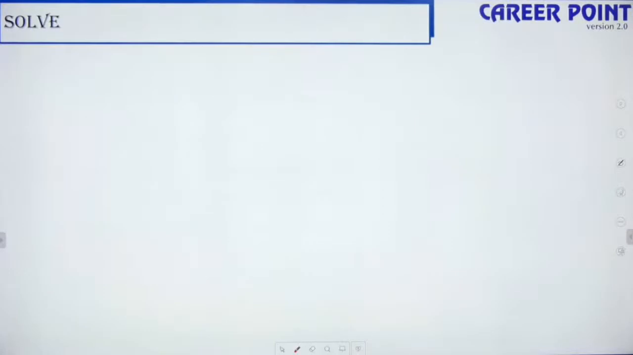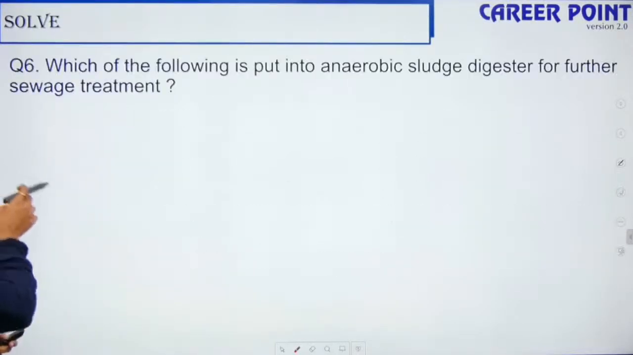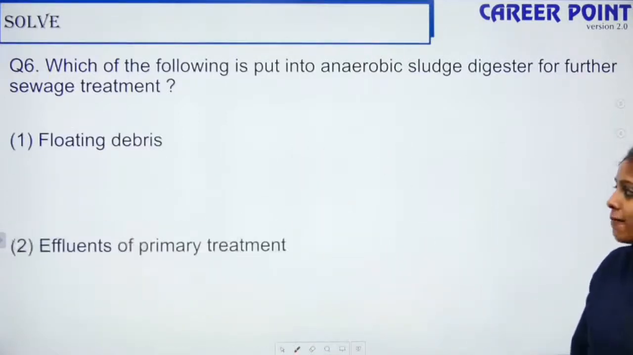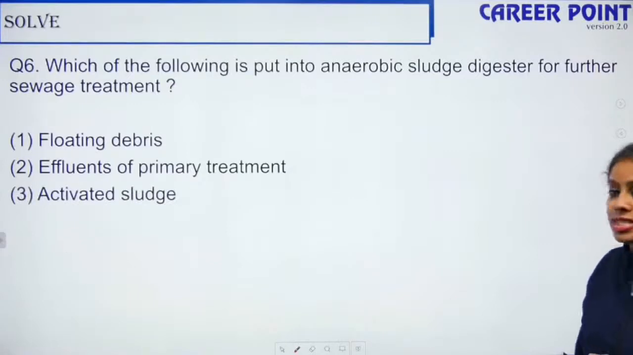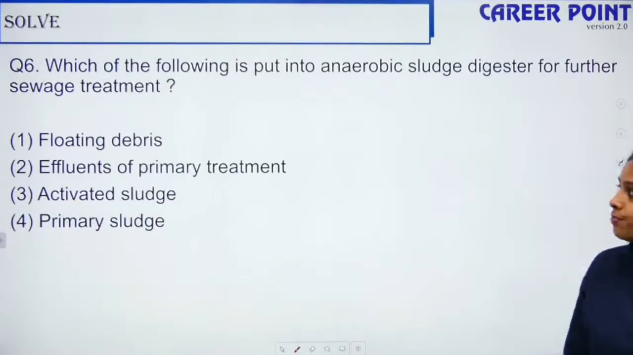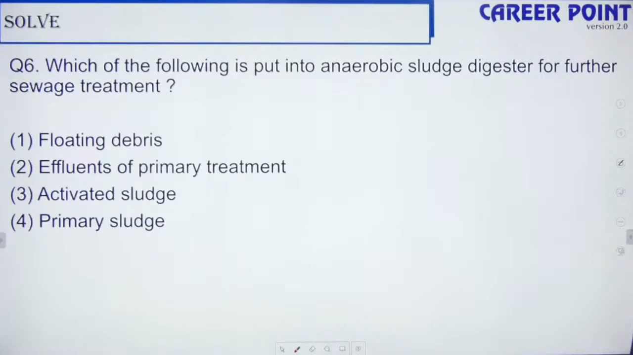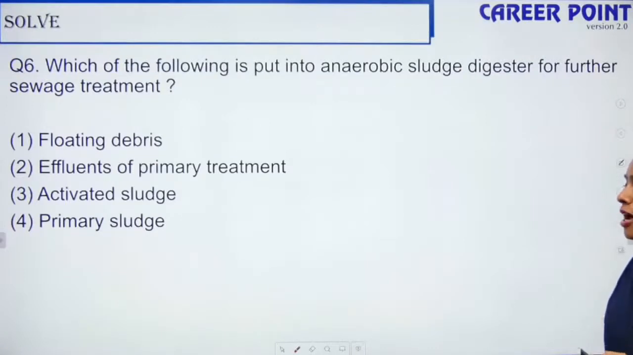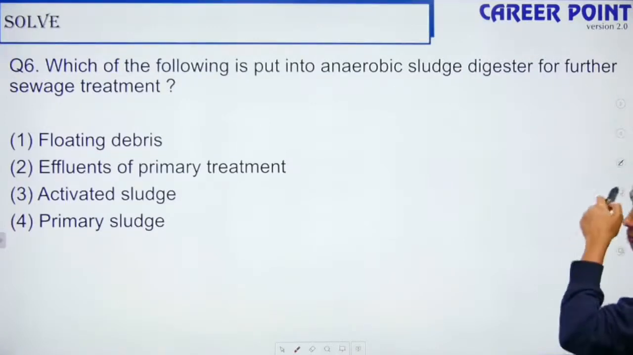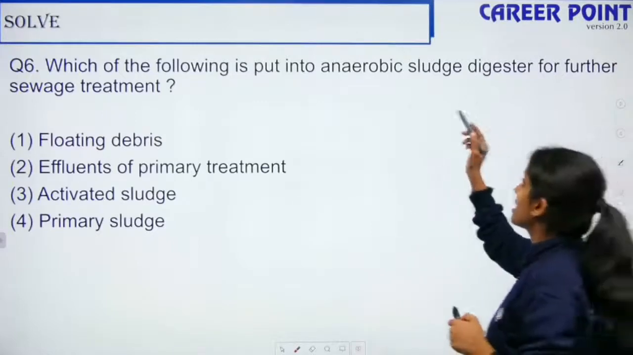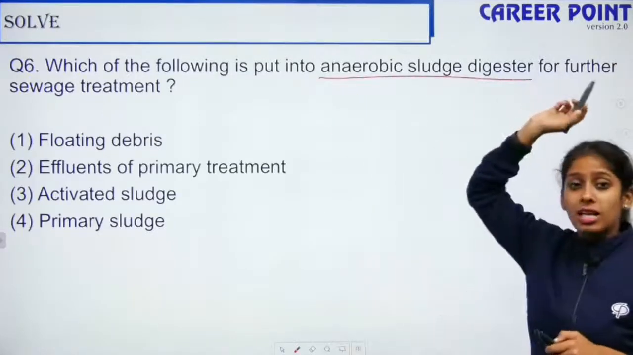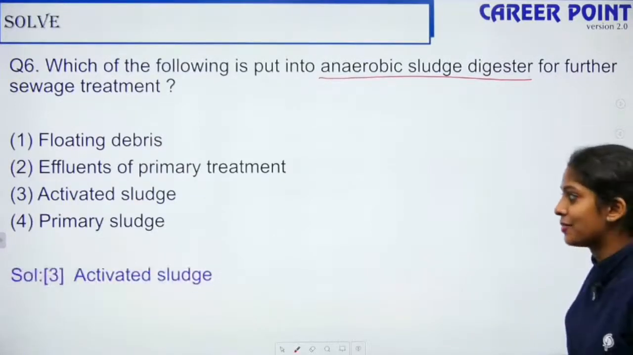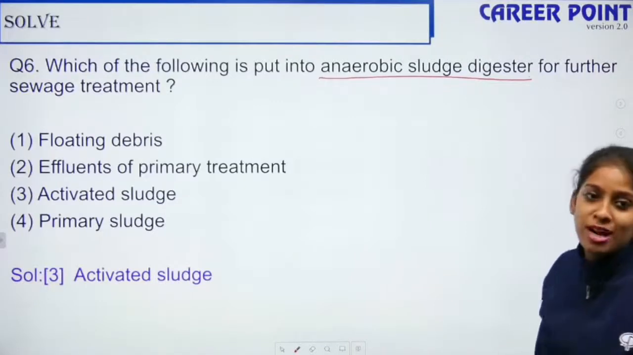Yes, question number 6. Which of the following is put into anaerobic sludge digester for further sewage treatment? Floating debris, effluents of primary treatment, activated sludge, primary sludge. So the last one, effluents of primary treatment? Yes. How will it be effluents of primary treatment?